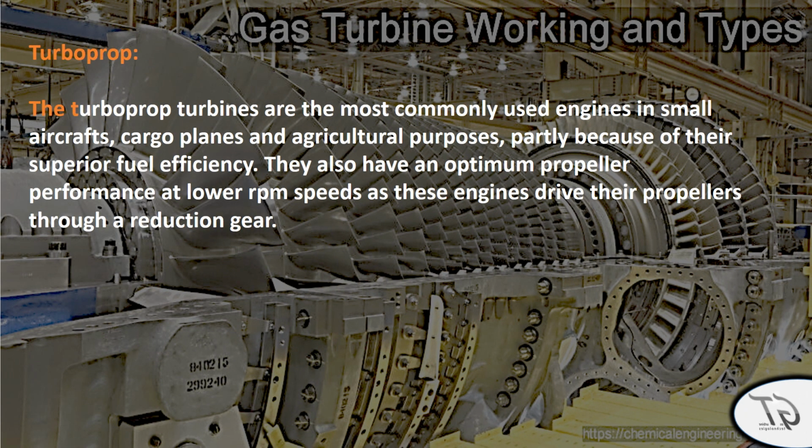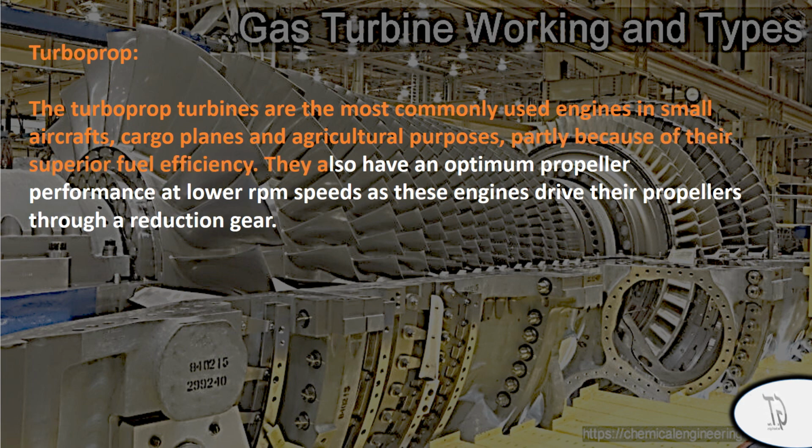Turboprop. The turboprop turbines are the most commonly used engines in small aircraft, cargo planes, and agricultural purposes, partly because of their superior fuel efficiency. They also have an optimum propeller performance at lower RPM speeds, as these engines drive their propellers through a reduction gear.